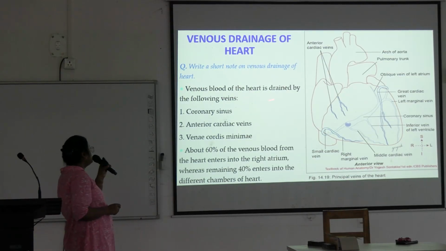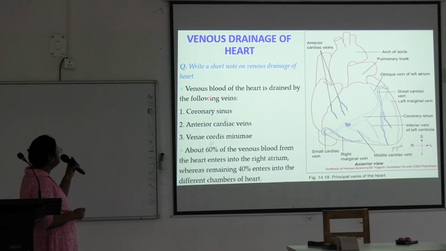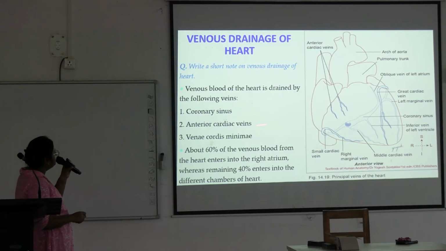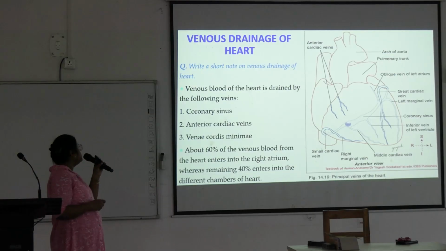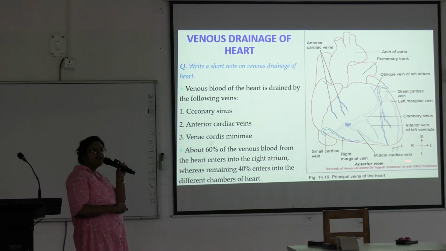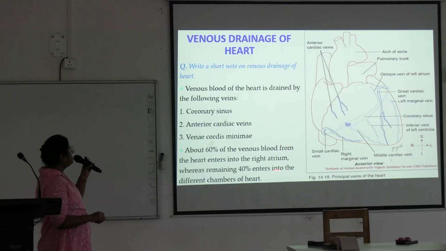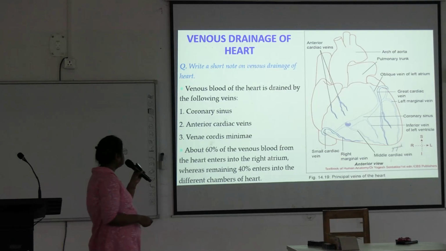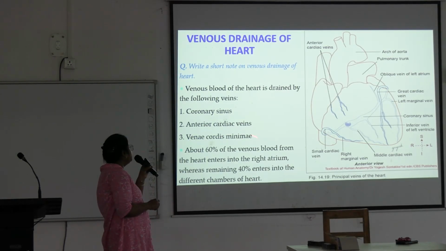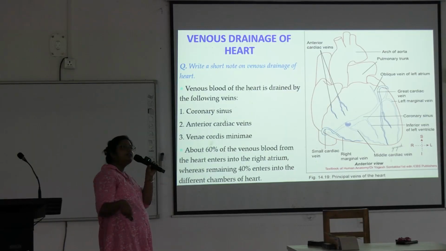So the venous blood of the heart is drained by the following veins: coronary sinus, anterior cardiac veins, and vena cordis minimi. 60% of venous blood from the heart enters into the right atrium. The remaining 40% enters into the different chambers of the heart via the anterior cardiac veins and vena cordis minimi. Vena cordis minimi are draining into all the chambers.